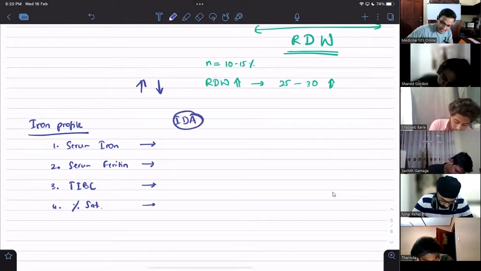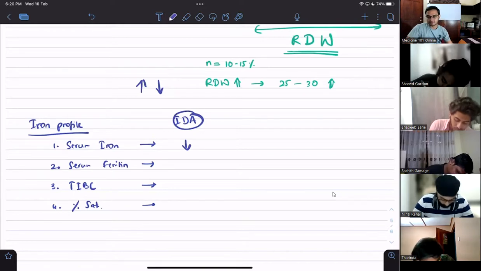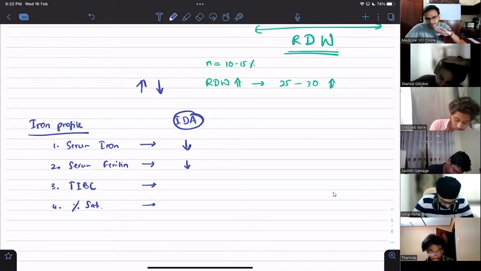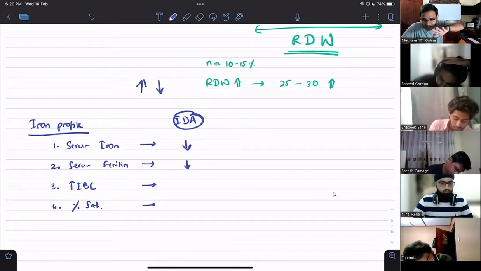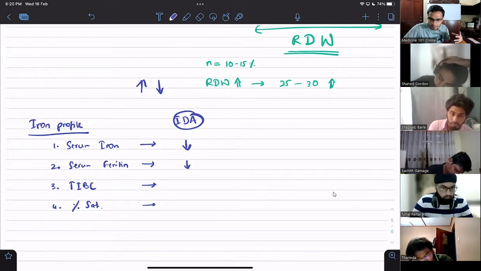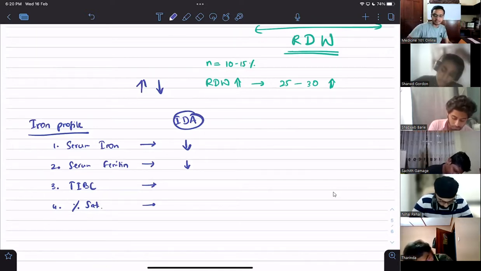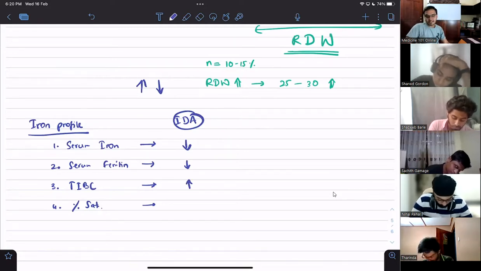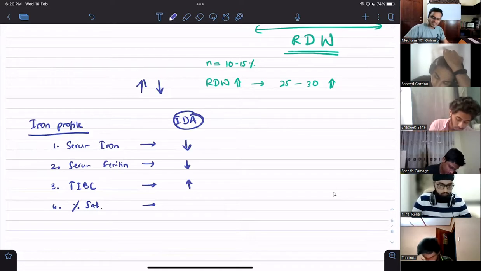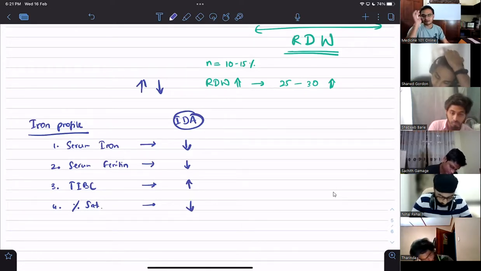Serum iron. What happens in iron deficiency anemia? Decrease. Serum ferritin? Decrease. Just know, what about in very early stages? In very early stages, ferritin will still be enough, it will be normal. But as time goes, ferritin becomes insufficient because it is excessively used up. Just remember that. TIBC, what happens? Increases. Percentage saturation? Decreases. Did everyone understand these four?